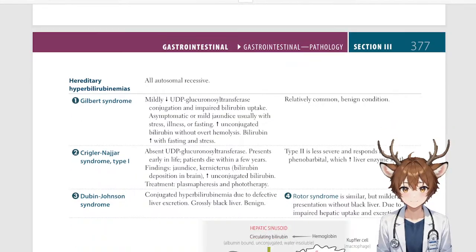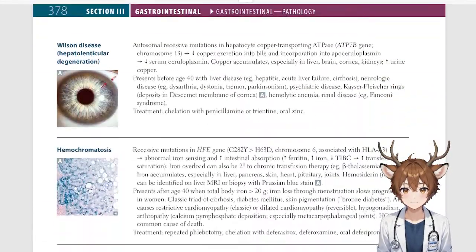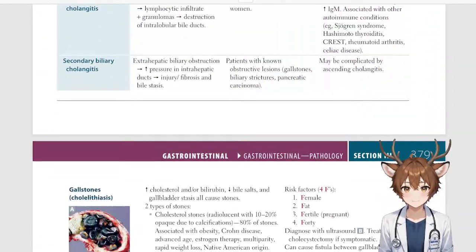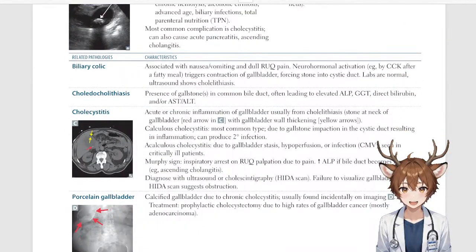Biliary atresia, if we can find that in here. Maybe not, maybe not.